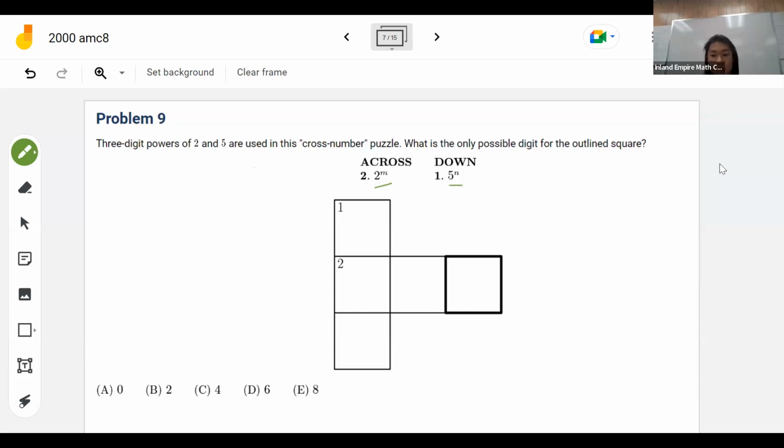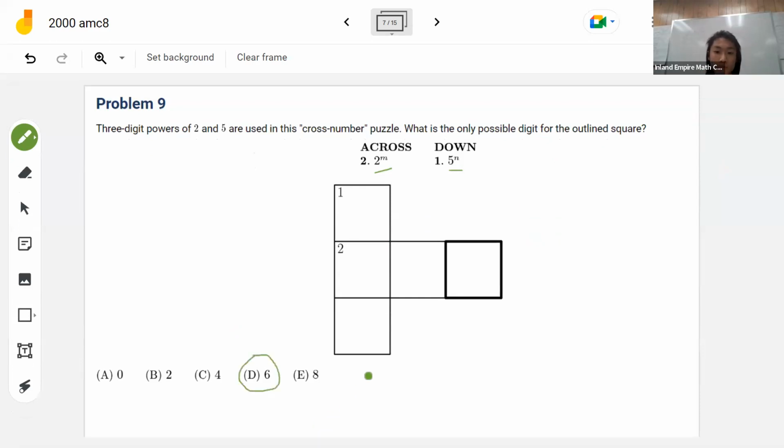All right, so I've had a few answers in the chat. It's been around 2 minutes since the start of the problem, so now let's take a look at the answer. So the answer to this problem will be D, 6. All right, so when looking at this, we have powers of 2 and powers of 5. And so the strategy here is to start with the powers of 5. So why is that? Well, we know it's going to be a 3-digit number.